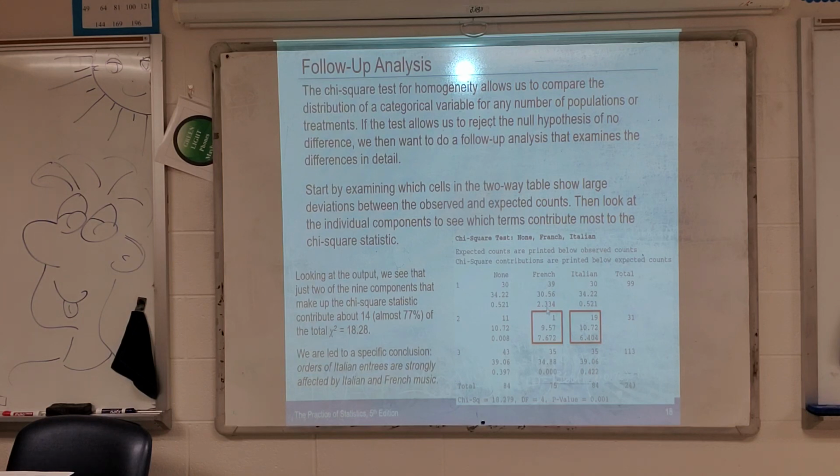Okay, here are the differences. What they've done right here is figured out the deviations for each one of these. So those had the two biggest differences right here. Looking at the output, we see that just 2 of the 9 components contribute about 14, which is almost 77% of the chi-squared statistic. You look at your individual chi-squared values for each one of those. That's where you would have to do it kind of by hand. So we're led to the specific conclusion that the orders of Italian entrees are strongly affected by Italian and French music.